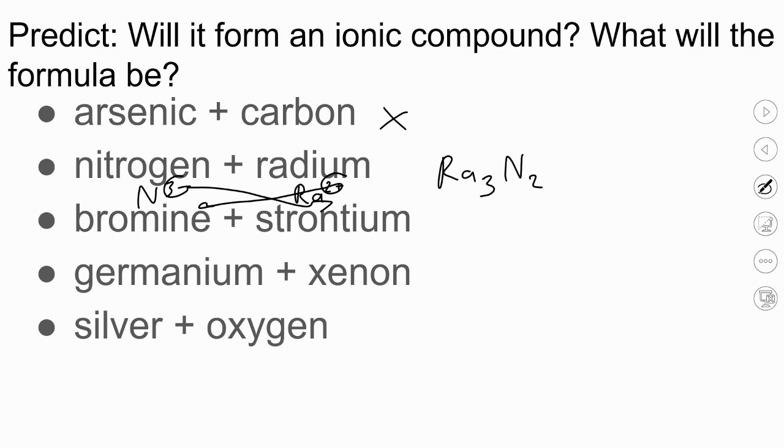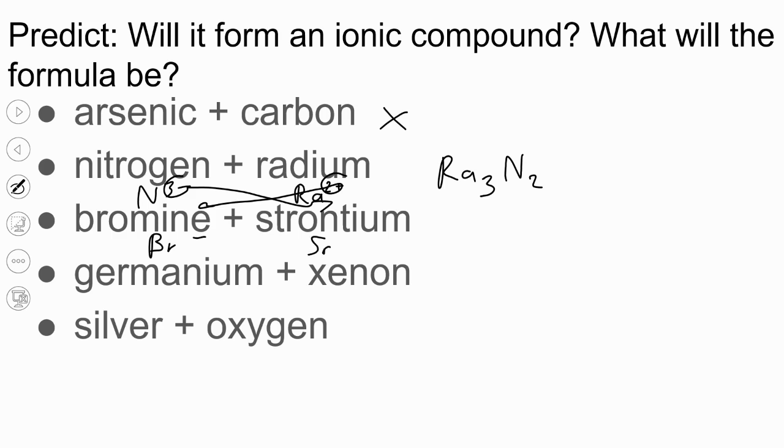Are we okay? Or do you want to do another one? Okay, let's do one more. How about this one? Okay, so we've got Br, what's the charge? Good, what's strontium's charge? Plus 2, yeah, 2 plus. And so what would our formula be? SrBr2. Good. Okay, let's just check, is this one going to form an ionic compound? No. Okay, good.